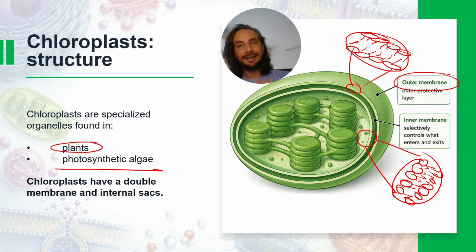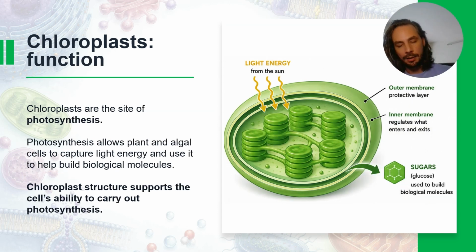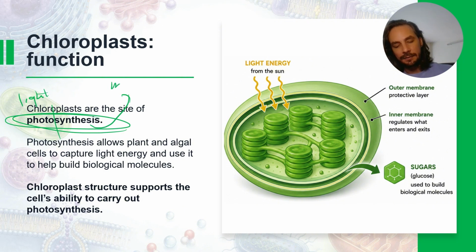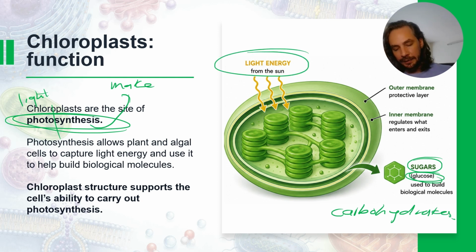So the important thing that you need to remember here is that chloroplasts also have a double membrane, similar to mitochondria. Now the function. The main function is photosynthesis. So photo means light and synthesis means to make. So they make with light. And what they make with light is sugars or glucose. So they build carbohydrates. They use the light energy from the sun to ultimately build carbohydrates.